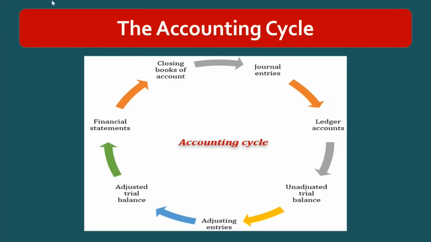So this is the complete accounting cycle of any organization. First journal entries, then ledger accounts, then unadjusted trial balance, then adjusting entries, after that adjusted trial balance, after that financial statements, and then closing books of accounts. So this is the complete accounting cycle of any organization.